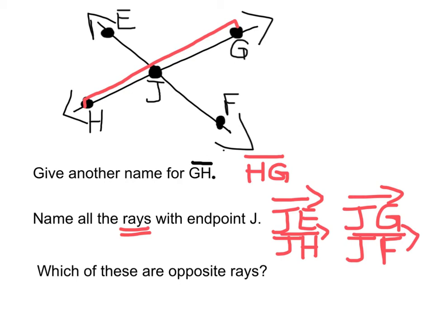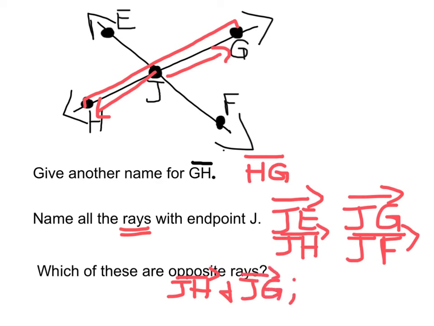Now it says, which of these are opposite rays? Well, ray JH is opposite of ray JG, because they are going in opposite directions. We could also say that ray JE is opposite of ray JF. That's that.